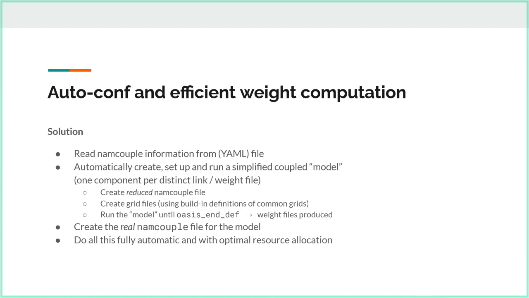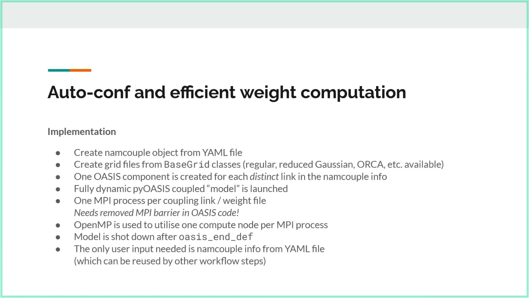So the last thing we do then is to create the real num couple, because you remember we wanted to auto-create the num couple file. So not the reduced version, but the real version for the model. So after you run this, you have the grid files, grids, masks, areas. You have the weight files, and you have the num couple. You do that in a little pre-processing step, and you assign the resources that are needed for the weight calculation, not for your model. And it's in Python. Okay, there are a lot more implementation details.